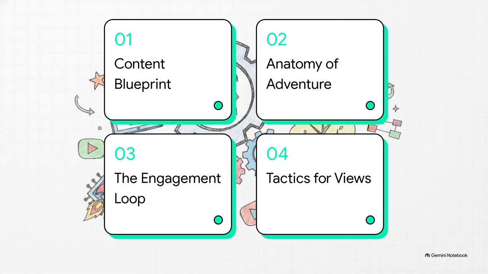So here is our roadmap for breaking down this blueprint. First, we'll look at the content blueprint. Second, anatomy of the adventure. Third, the engagement loop. And finally, tactics for maximum views.